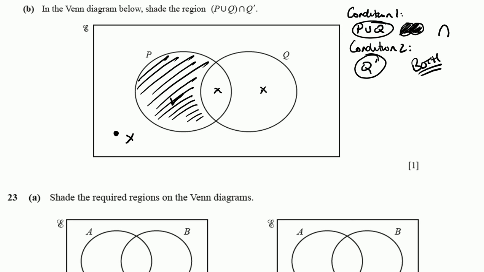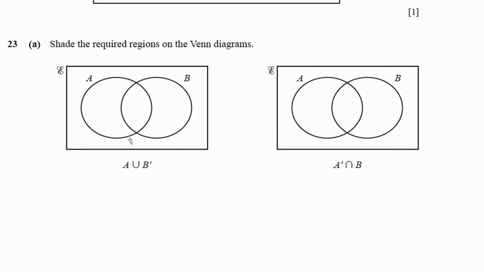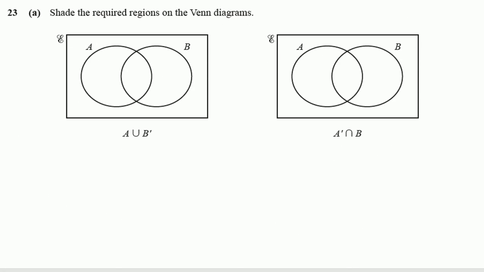This is a very, very nice way to do these shading questions, to identify specific regions on a Venn diagram. Just go through and test each area under the conditions. And we're going to apply that same idea now to the next question. I'm asked to shade the region A or B dash. So condition 1 is that we have to be in A.